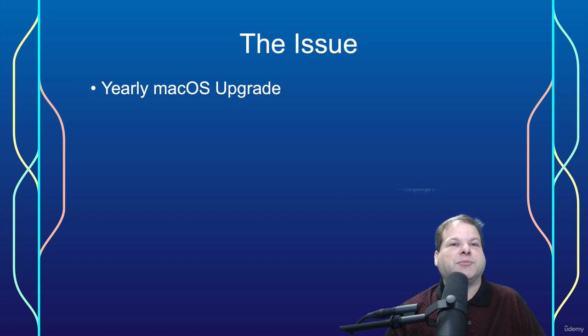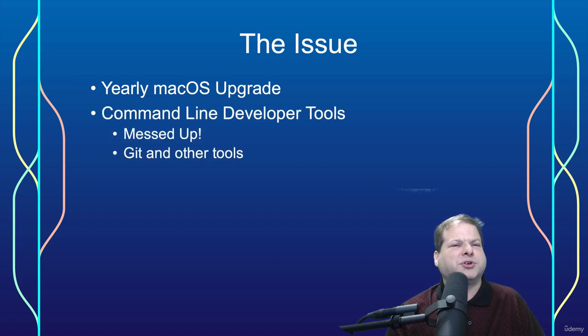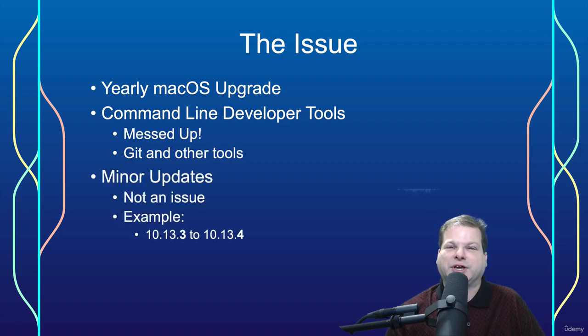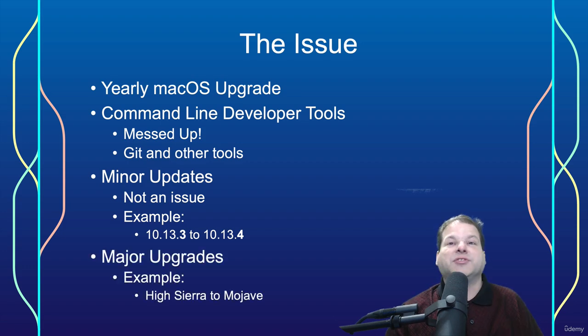However, each time that happens, Git, along with other utilities provided by Apple's command line developer tools, get messed up in the update. Now, this doesn't happen with the occasional patches throughout the year. For example, going from 10.13.3 to 10.13.4 won't cause any issues. This seems to happen only during the more significant code name changing updates, like upgrading from High Sierra 10.13 to Mojave 10.14.